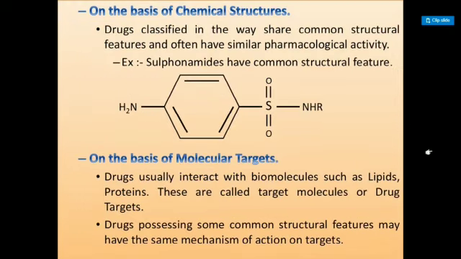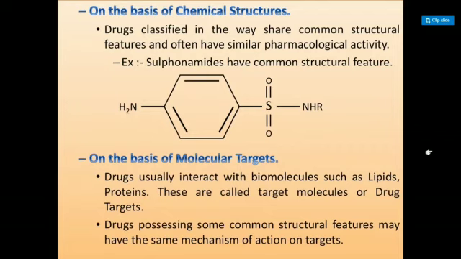On the basis of chemical structure, another classification, drugs are classified in a way that they share common structural features and often have similar pharmacological activity. Example, sulfonamides have common structural features. Examples are given here: NH2 on the benzene ring, and at the other site S double bond O double bond O, that means SO2NHR. Sulfur containing drugs with amides are here, so they are called sulfonamides.